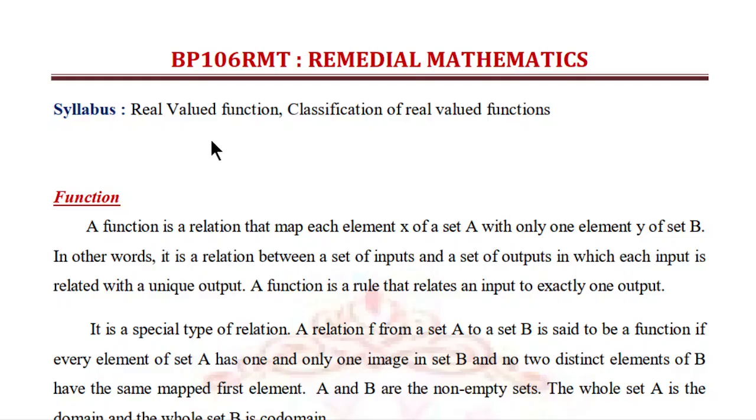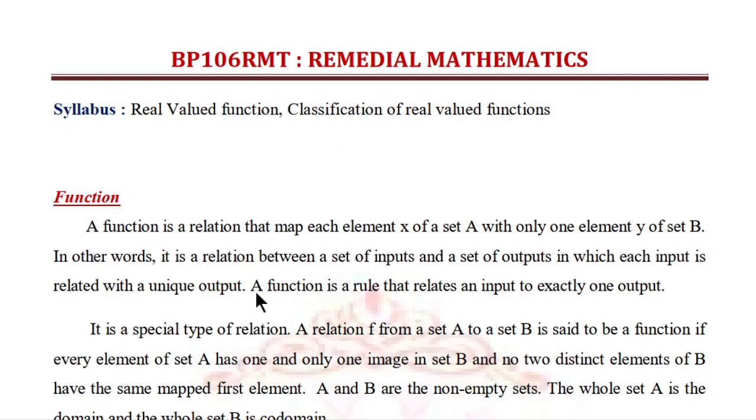Now we will discuss the first unit, third part, that is functions. The syllabus related to that is real valued function and classification of real valued function. Before going to the syllabus, first of all, we need to know what a function is.